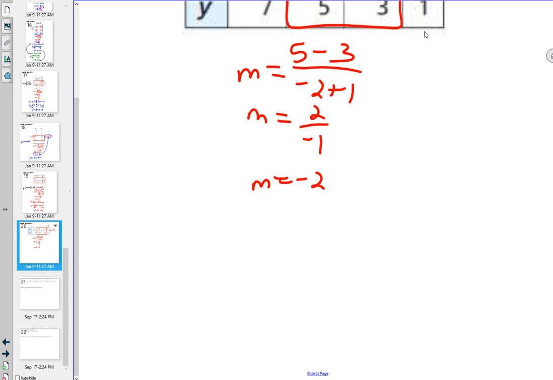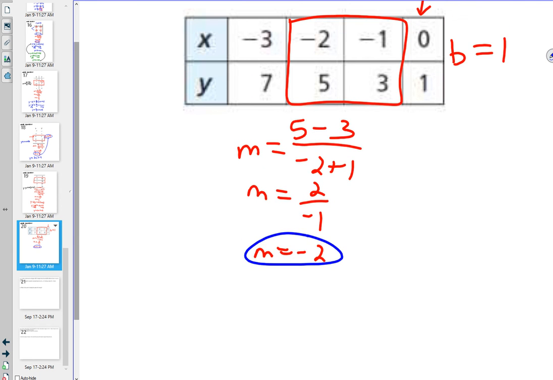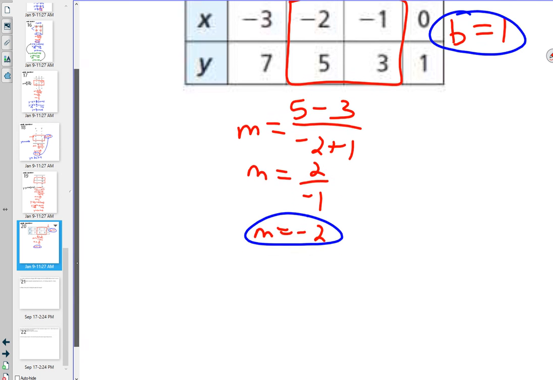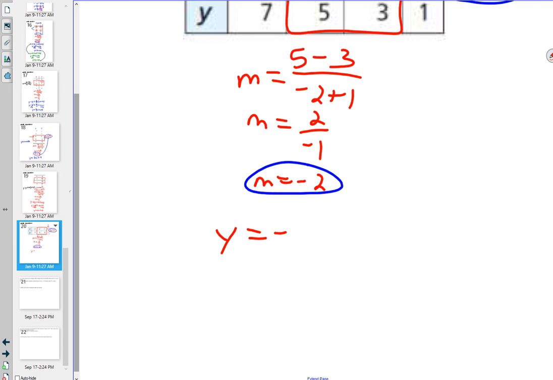Somebody asked me yesterday, oh, but Mr. Romero, aren't we supposed to write the slope as a fraction when you're graphing? If you're going to graph, it helps to write it as a fraction, but if not, so I just got the slope. I already knew the y-intercept, so now I don't need to go through point slope. Y equals negative 2x plus 1. So Trayshawn, I think you had the y-intercept wrong, but you had the slope right.